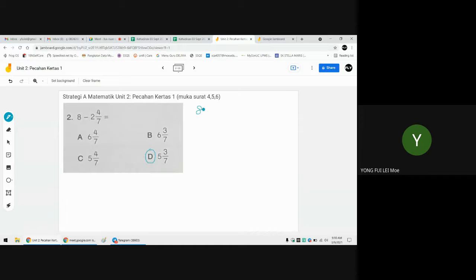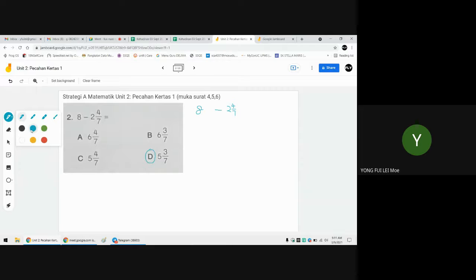8 minus 2 and 4/7. I rewrite it. I want to remind you, this one is a whole number. No fraction. So when you minus, you have to do something to this whole number, to make it the same thing like this, a mixed number. You have to change the whole number.